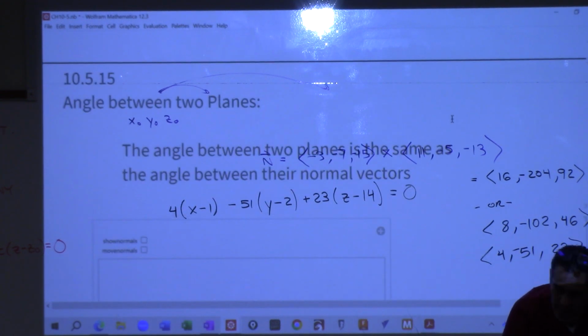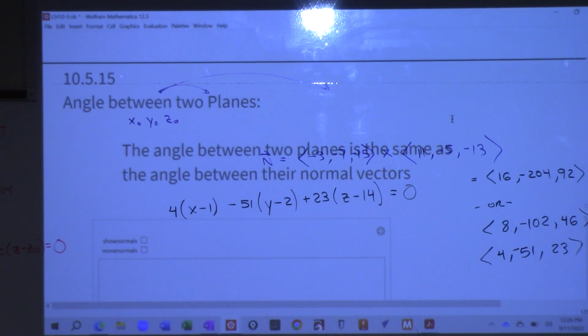All right, the angle between two planes. How are we doing on time? 15 minutes? The angle between two planes.